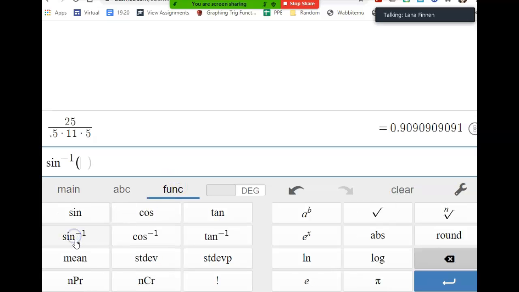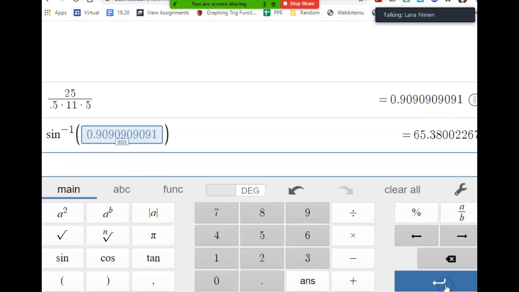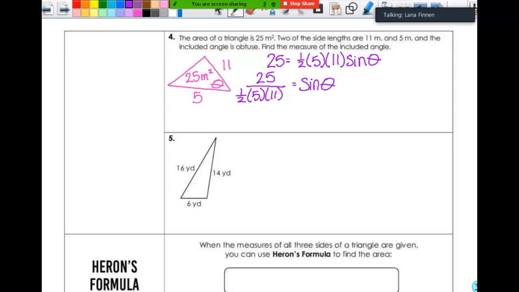So sine inverse, and then here, if I go back to the main, I have an answer button. And it even puts it in there so you can be sure that that's what you really wanted without you typing it in. And then that's what the calculator gives me right there. I get that theta equals, what, 65.380? Is that my answer?